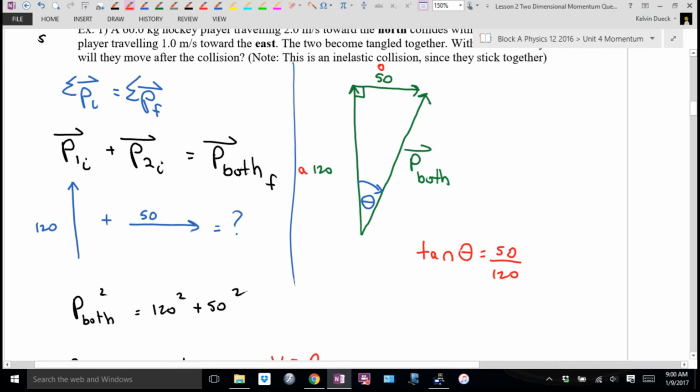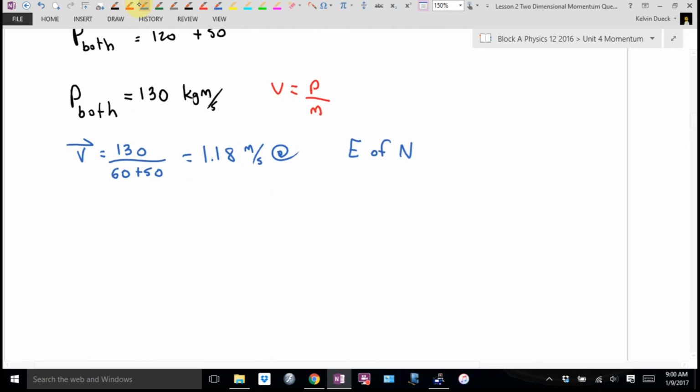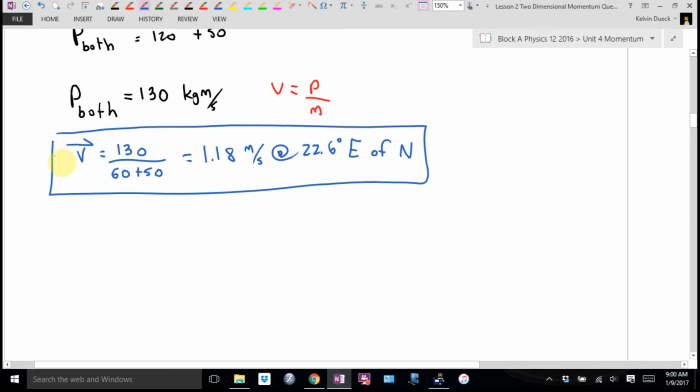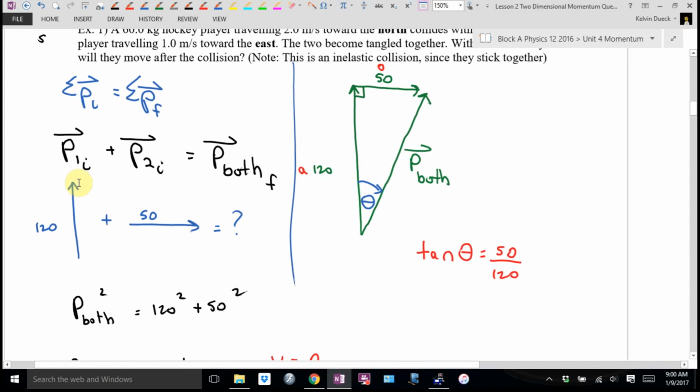22.6 degrees east of north. This is what we're going to be working our way towards. We start out the same way with the law of conservation of momentum.